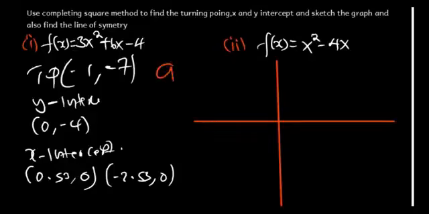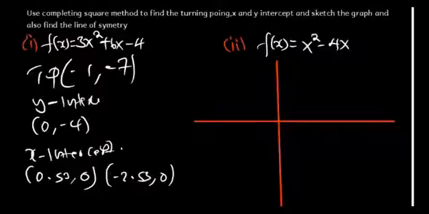So if a is less than 0, just know that the graph is going to be like this. When a is greater than 0, the graph will have its minimum point. That is also very, very important. Now we have the values.